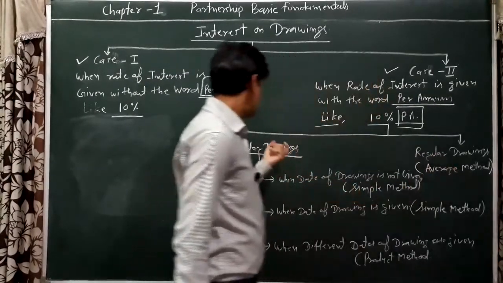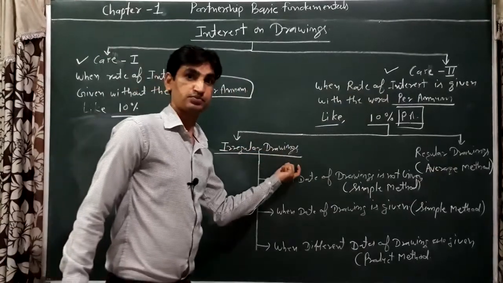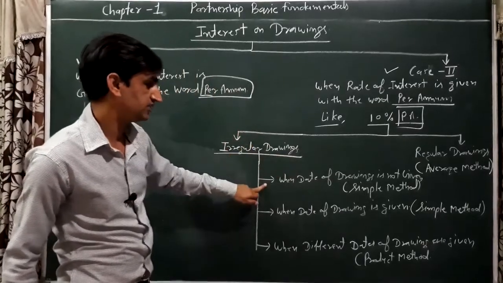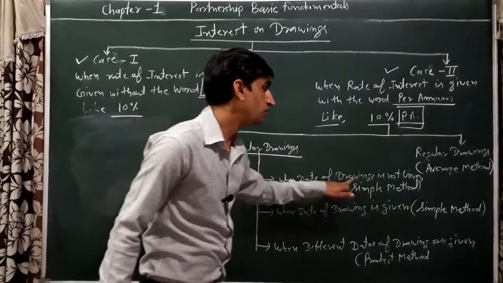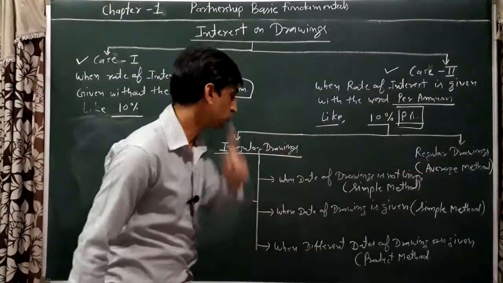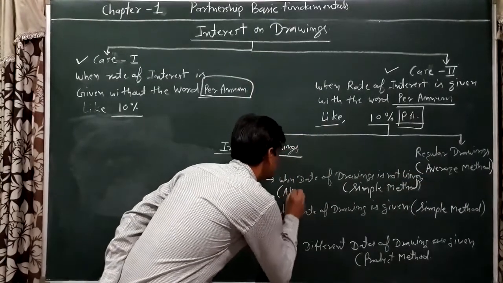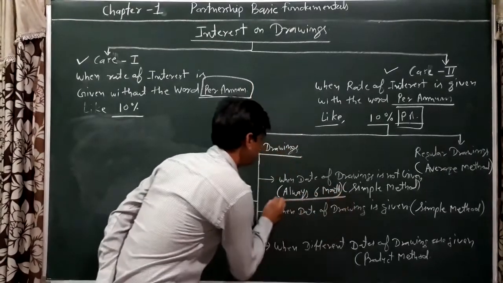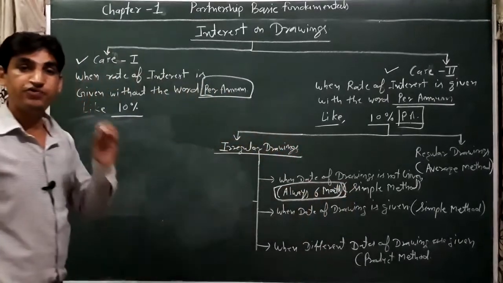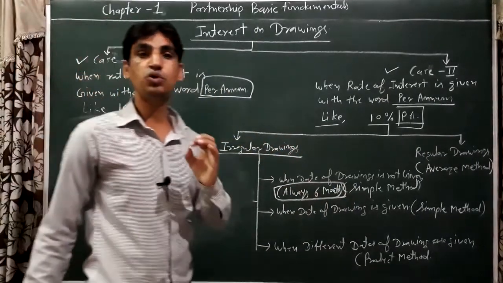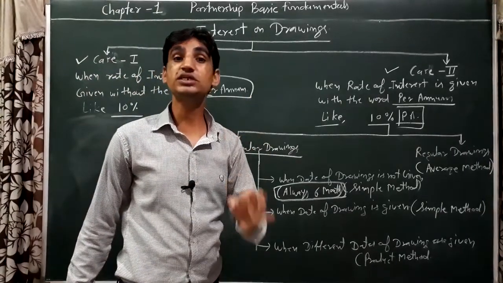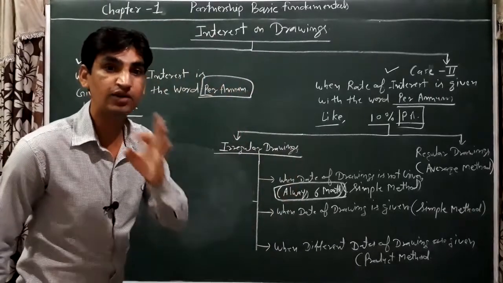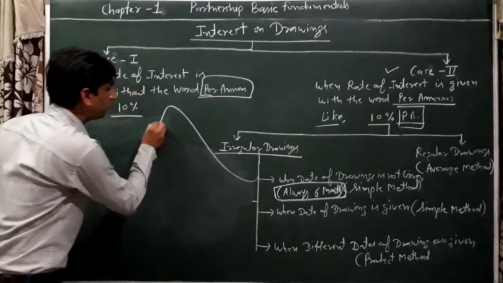Is it clear? In the condition of irregular drawings, there may be three conditions. When the date of drawings is not given, point to be remembered, always 6 months interest will be calculated. When the date of drawing is not given in the question, in such a situation always 6 months interest will be calculated. Here we are discussing an example of this method.